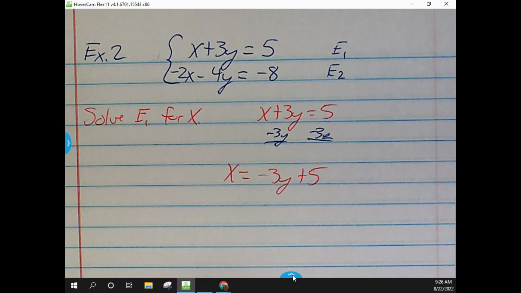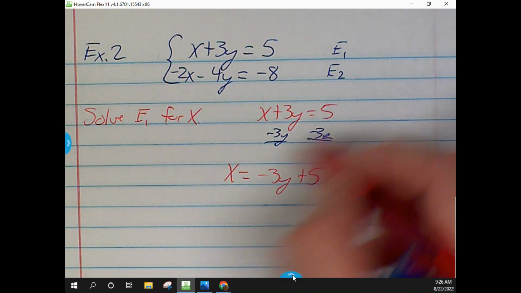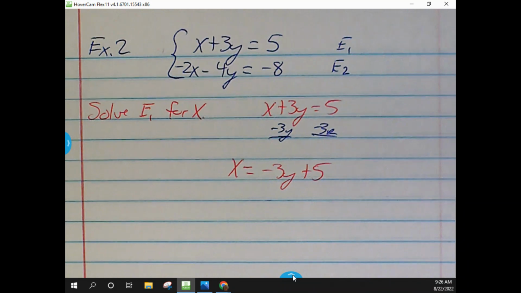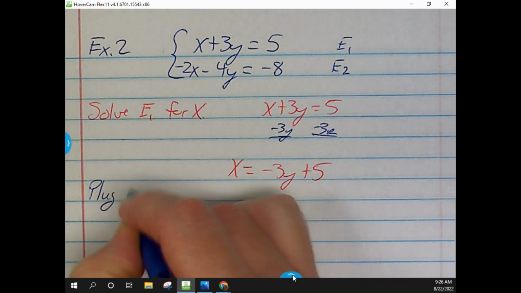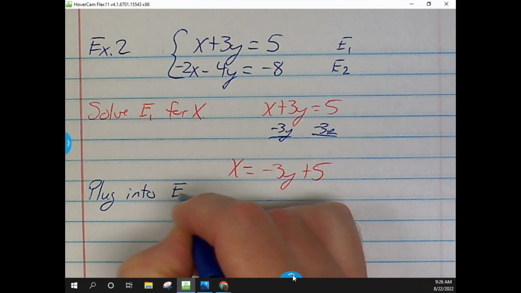And somebody's asking, does it matter if we do negative 3y plus 5, or could we do 5 minus 3y? Either way is fine. Doesn't matter, as long as you've got the x by itself. That's the main thing. All right, so if this came out of equation 1, we've got to plug it into equation 2.